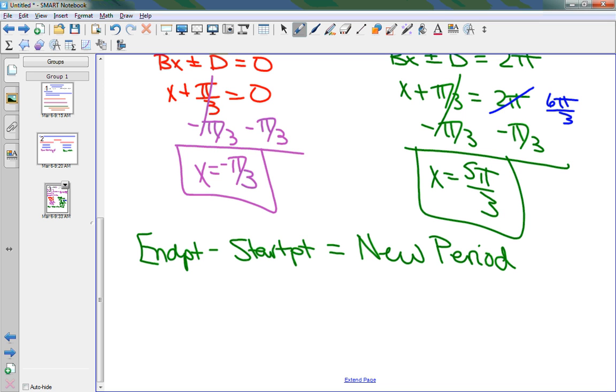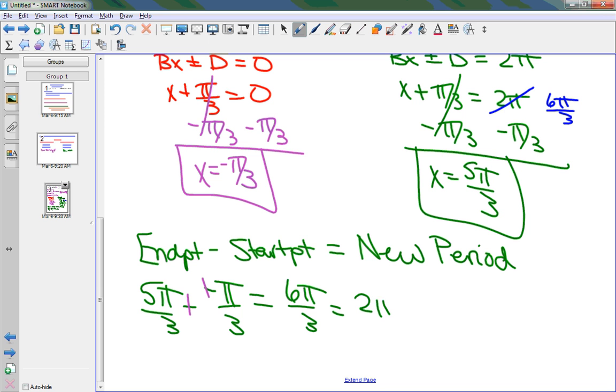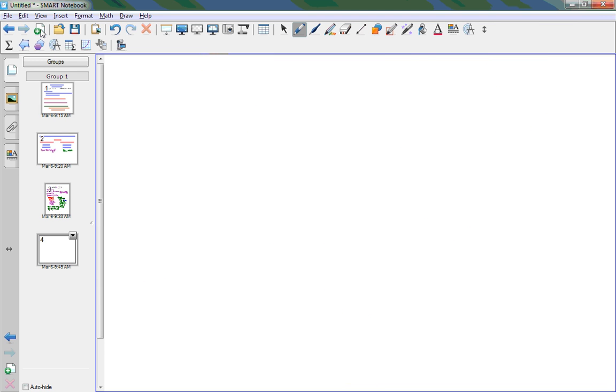Okay? So let's try this and prove that it equals that. So if I take 5 pi over 3 and subtract off my starting point, which is negative pi over 3, minus a negative turns into a positive, and that gives me 6 pi over 3, which reduces down to 2 pi. Is that my period in this problem? Yes. It is, which means I know that my period is correct. I have done my math correct.